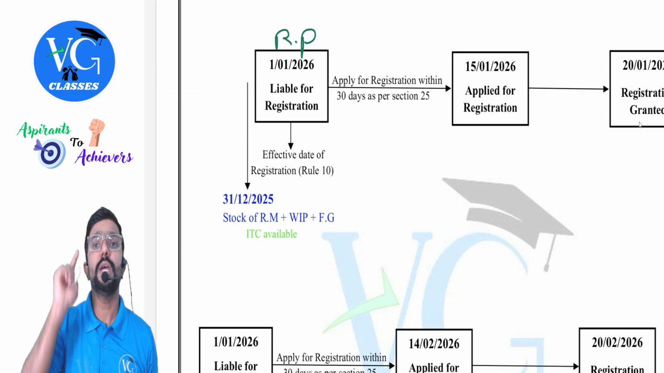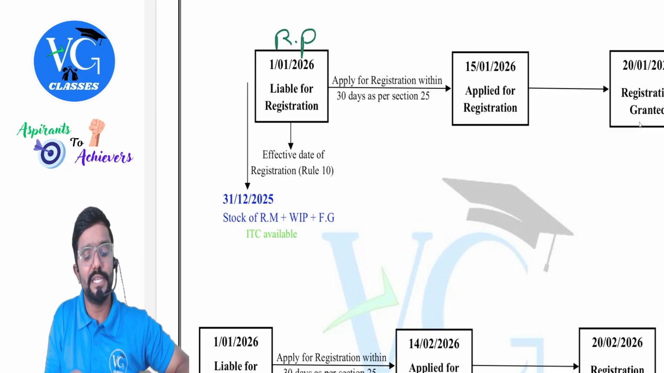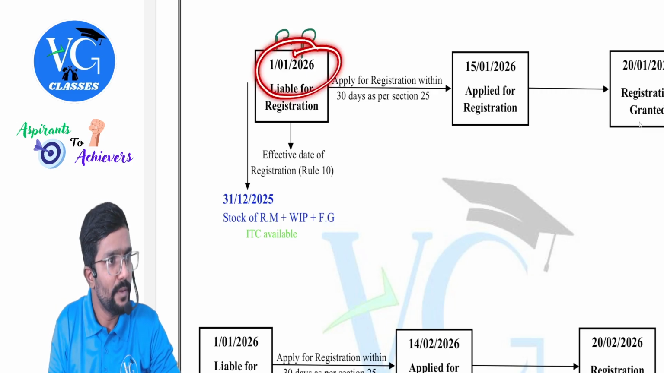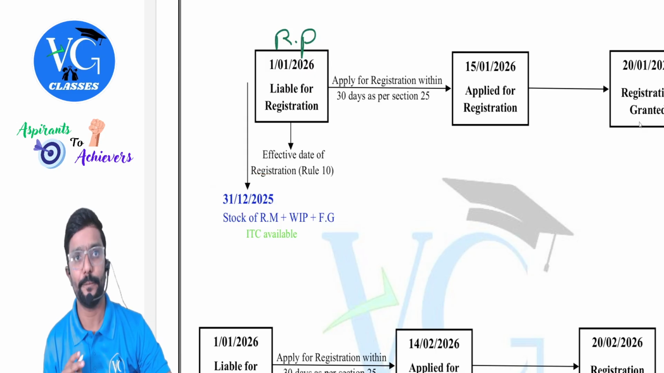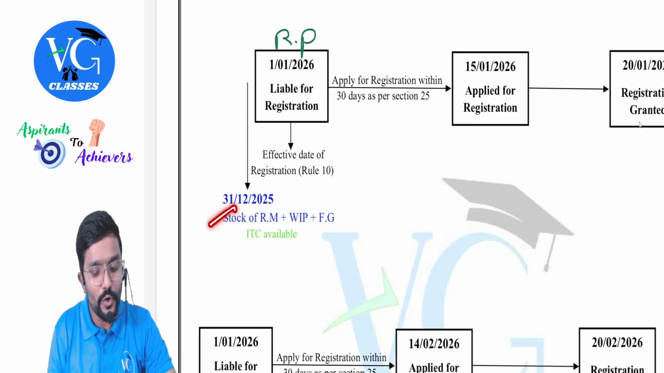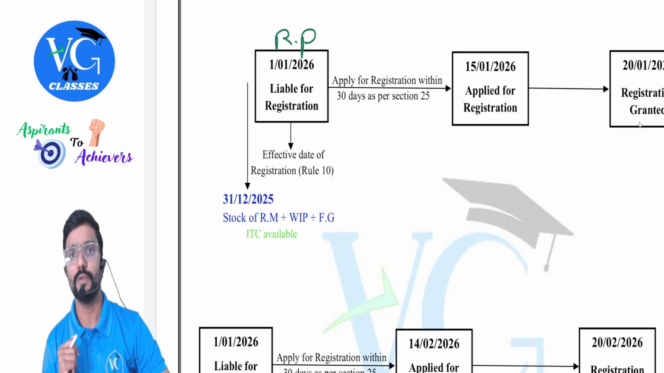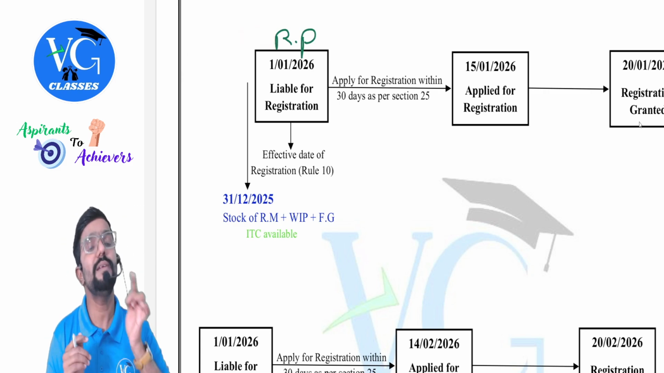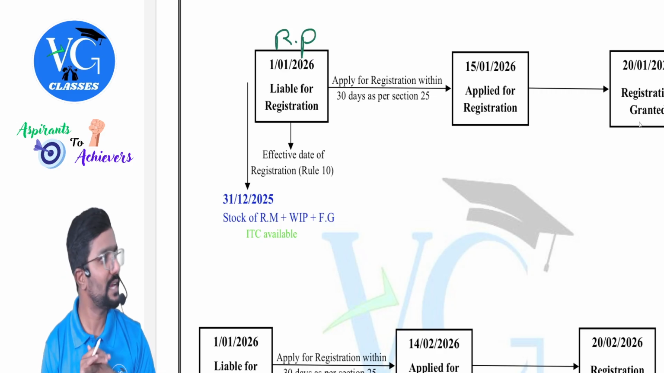But whatever stock you are having on 31st December, that is the immediately preceding day. From what day am I called as registered person, people? 1st January. Preceding day is what? 31st December 2025. Whatever stock of raw material, WIP, that is work in progress, and finished goods I have, when I would have purchased it, obviously before this date. But when will I use it, people? When will I use it? On or after 1st January, right? Yes.